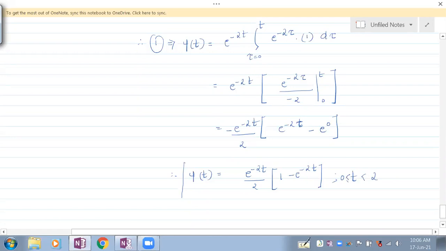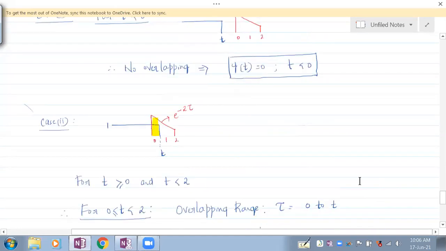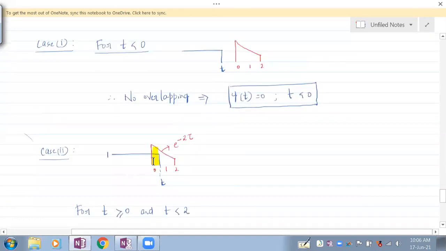So this is not over now. We have a third case also, because one is finite, the other is infinite. Let's write that third case. This is just the second case we have seen. One is the non-overlapping case. Another one is this overlapping case.